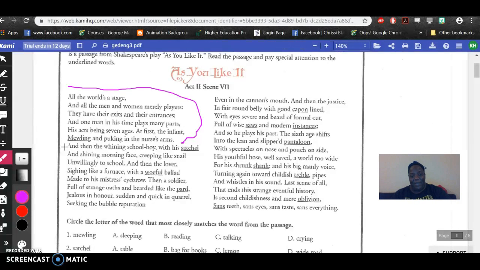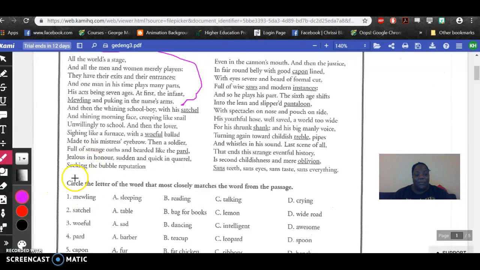So when you think of a baby in a nurse's arm, what typically would you see? Let's go down and look at our multiple choice questions and see if we can answer it simply by the context clues that are given to us that help describe and picture this image. Mewling, so we're looking at sleeping, reading, talking, or crying.